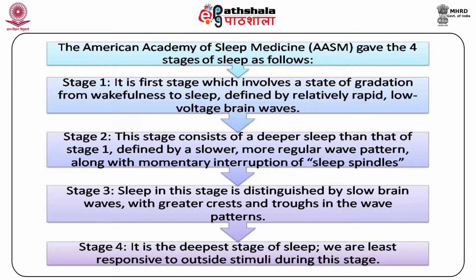The American Academy of Sleep Medicine, that is AASM, divides sleep into 4 stages. Stage 1. This is the first stage that involves a state of transition from wakefulness to sleep, characterized by relatively rapid low voltage brain waves. Stage 2. This stage involves a sleep deeper than that of stage 1, characterized by a slower, more regular wave pattern along with momentary interruption of sleep spindles. Stage 3. The sleep in this stage is characterized by slow brain waves with greater peaks and valleys in the wave patterns. Stage 4. This is the deepest stage of sleep during which we are least responsive to outside stimulation.